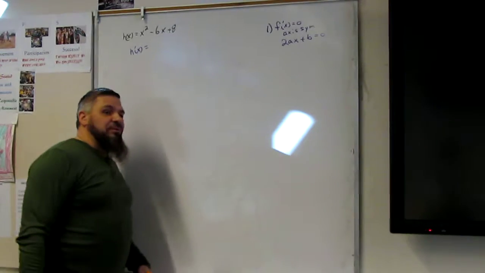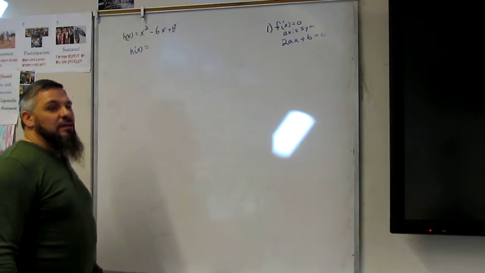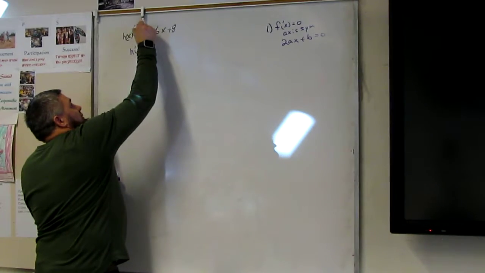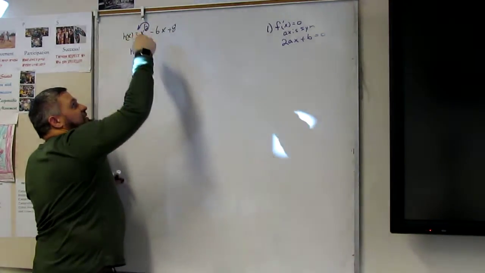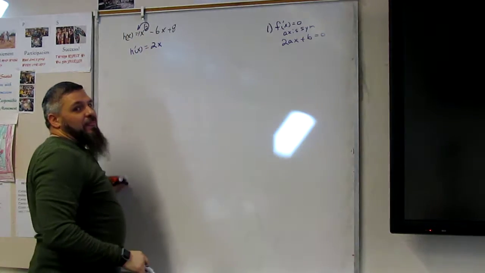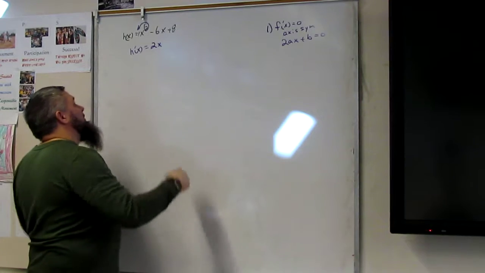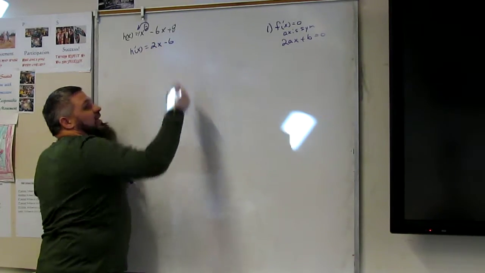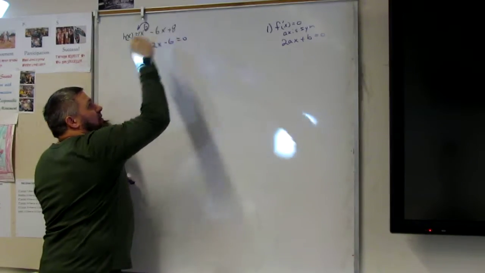Okay, how do I do the derivative, Rosie? You multiply 2 times the coefficient of x squared. 2 times the coefficient of the x, which is 2 times 1, which is 2, and then you bring down the number 6 and you set it equal to 0, right?